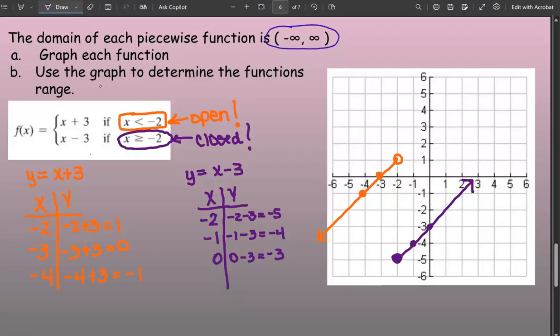Oh, we forgot to do the range. Finish up this one and we'll go back to the other one. So the range, remember, goes from the bottom to the top. But you have to remember, you've got these arrows on the ends here that mean it's going to continuously go forever and ever and ever. We know that the domain is all real numbers, or negative infinity to positive infinity, and this one is also going to have a range of negative infinity to positive infinity.